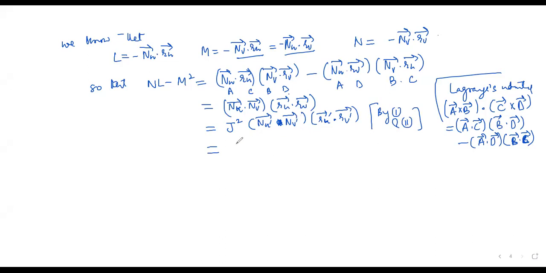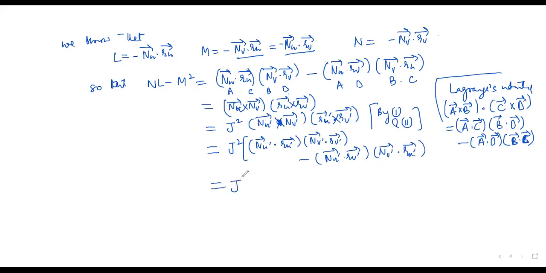By the same analogy it equals J square into, I will reverse this. I did something wrong, yes, it was cross. So here also it is cross, here also it is cross. Now again by Lagrange's identity, it would be N_U prime dot R_U prime into N_V prime dotted with R_V prime, minus N_U prime dotted with R_V prime multiplied by N_V prime dotted with R_U prime, which by the same reasoning is equal to L prime N prime minus M prime square.